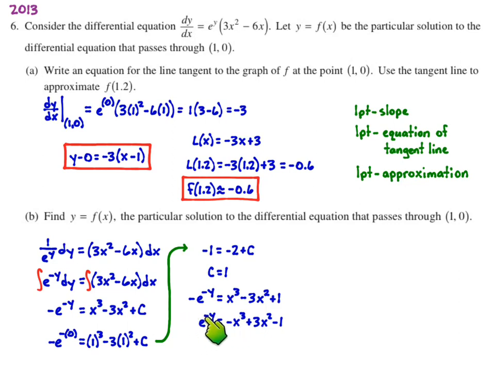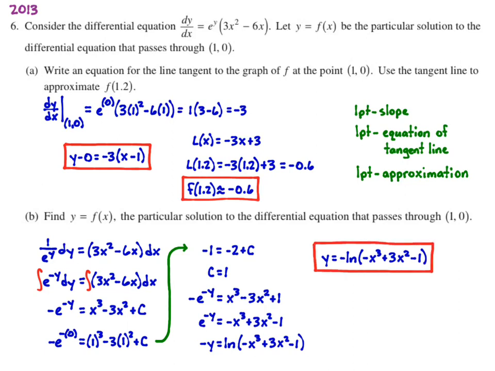So this would actually say negative y times natural log of e equals natural log of all of this. And then the natural log of e is just 1. So you're left with negative y equals the natural log of negative x cubed plus 3x squared minus 1. And then from here, all we have to do is divide by negative 1 again. And so we get our answer, y equals negative natural log of negative x cubed plus 3x squared minus 1.